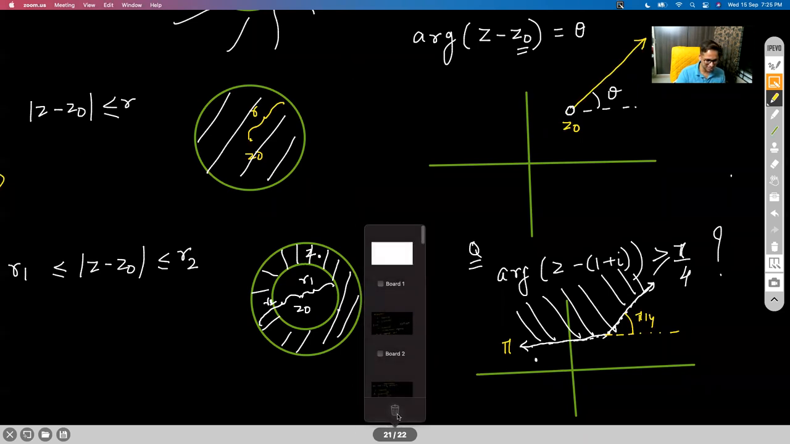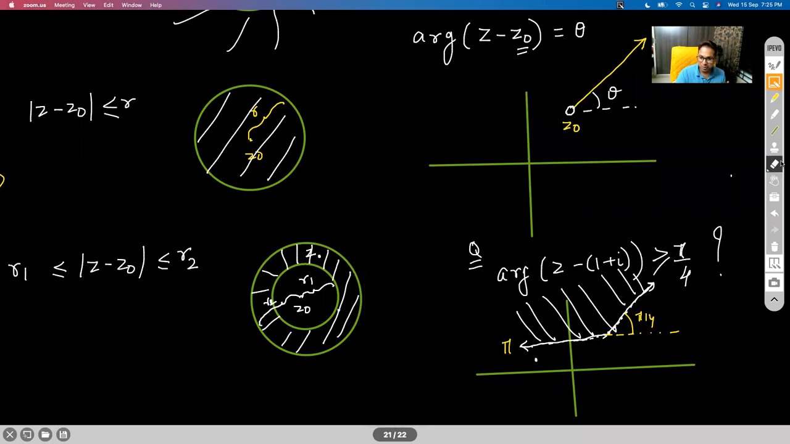Got it. Okay. Achha, one more thing. Please note, you have to put a hole here as well. This point should be a hole. Don't forget it. Why? Because if you include that point in your locus, you're saying z could be 1 plus i also. That means you're trying to say the argument of 0 is greater than pi by 4, but the argument of 0 is undefined. So there should be a hole over here. Please note this is a hole.